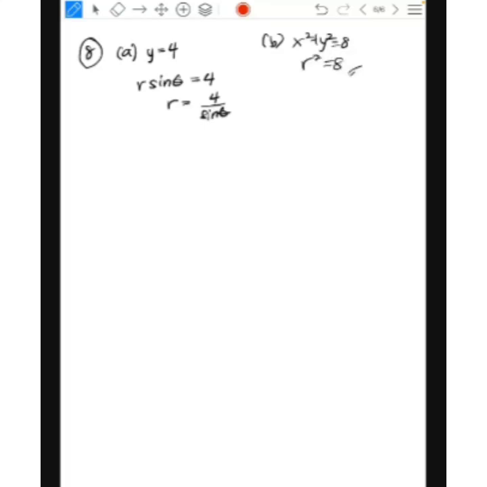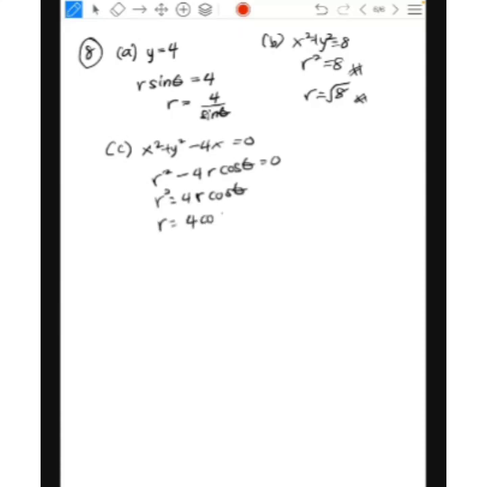x squared plus y squared minus 4x equals 0. So this is r squared minus 4r cos theta equals 0. We can bring it to the other side. So r squared equals 4r cos theta. Divided by r, we'll have 4 cos theta. Or if you do factorization, it is the same. r minus 4 cos theta equals 0. So we'll have r equals 0, which we don't need to take because r equals 0 is just nothing. So r minus 4 cos theta equals 0. So r equals 4 cos theta. The same.